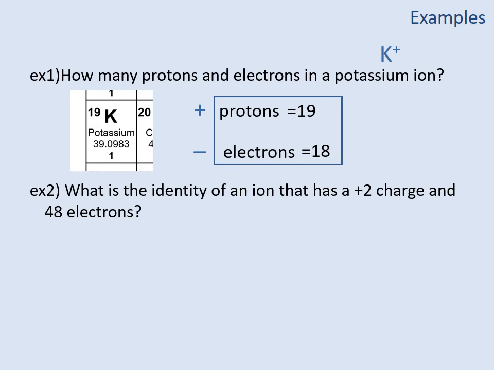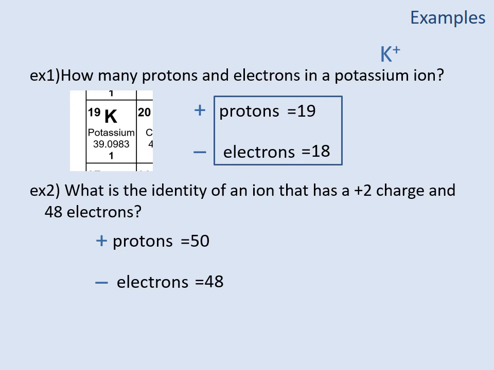Example 2. What is the identity of an ion that has a +2 charge and 48 electrons? This time I will start by writing protons and electrons. Again, I like to put a positive next to protons, negative next to electrons. I'm told I have 48 electrons. And since I have a positive charge, that means I'm going to have 50 protons. Now, I have 2 more positives than negatives, which is what I want because I was told it has a +2 charge.